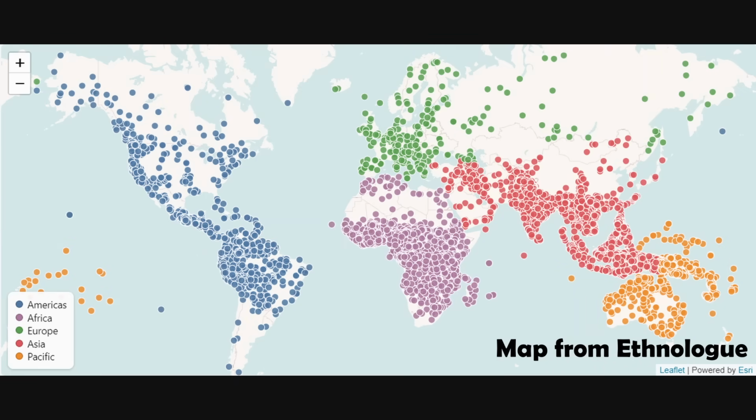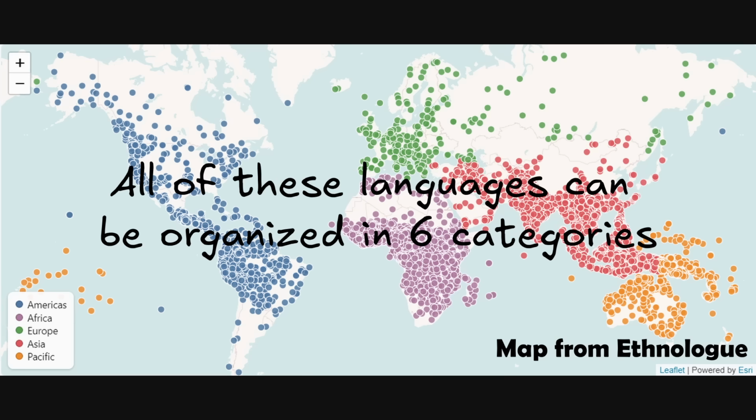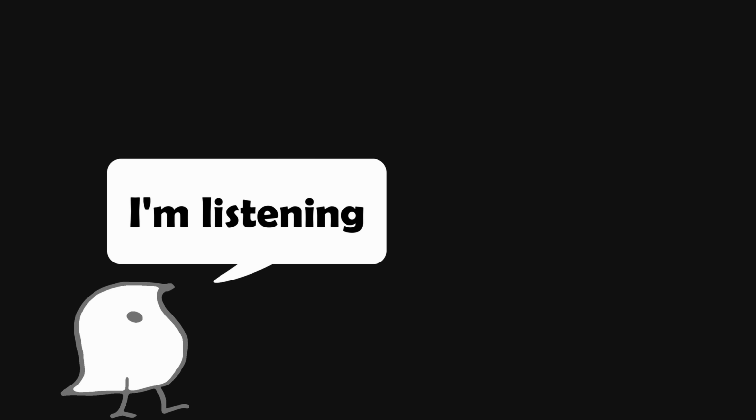Did you know that you can organize all the languages in the world, which is about 7,000 languages, under 6 categories? These 6 categories are simply the order of words in the language. Let me explain. If you're watching this video, it means you know English.